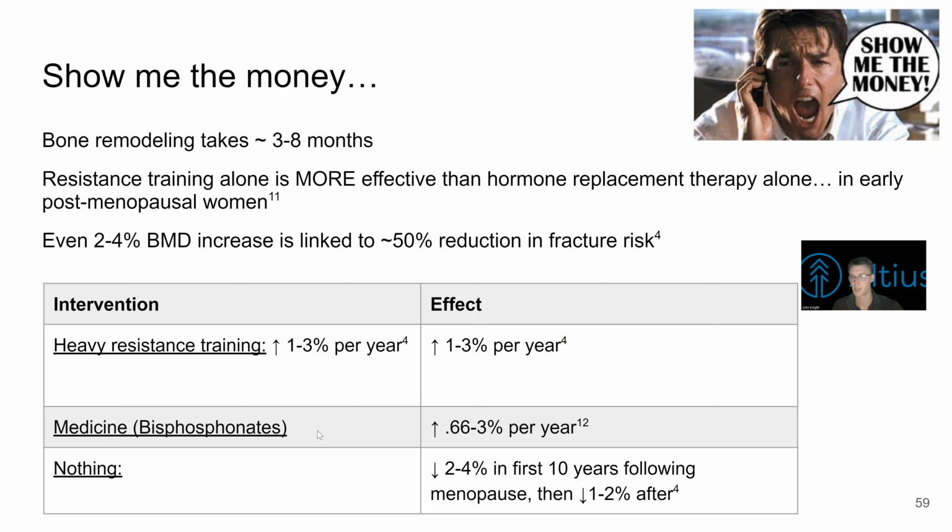The most common type of medication that your doctor will give you to manage osteoporosis are bisphosphonates. They've been shown to, on average, increase bone mineral density by 0.66 to 3% per year as well. And these are both good, right? These are comparable statistics, but I would argue that heavy resistance training is a lot more effective than that.